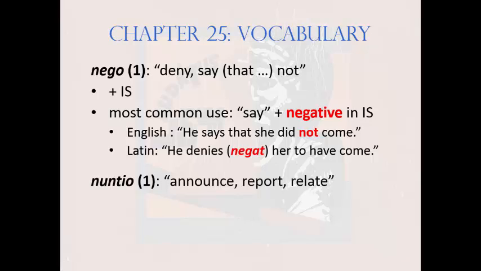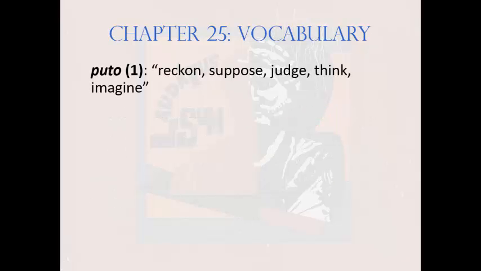The next word, yet another verb that takes indirect statement, is nuntio, first conjugation, meaning announce, report, or relate. That so many verbs in the vocabulary for this chapter take indirect statement can hardly come as a shock. So here's another one. Puto, first conjugation, meaning reckon, suppose, judge, think, or imagine. Do you think that this verb takes indirect statement?